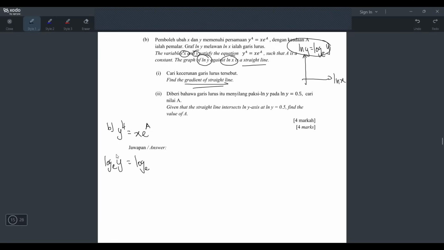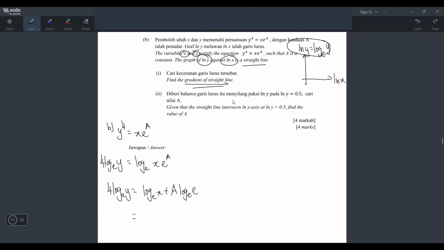This will be y power 4, and the power can be put in front. And this one will be x times e power a. Now you become 4 log e y, and this one is a single log with nothing in between, which means times. So a single log of a product can become separate logs added: log e x plus log e of e power a, and the power can be put in front. And what is log e e? It is 1, so this one can cut and become 1.